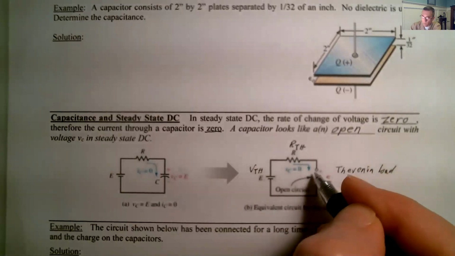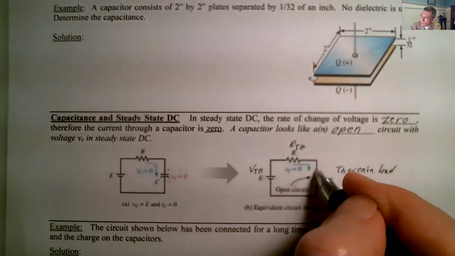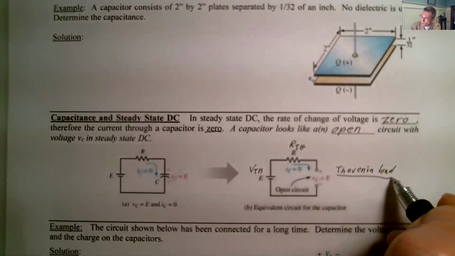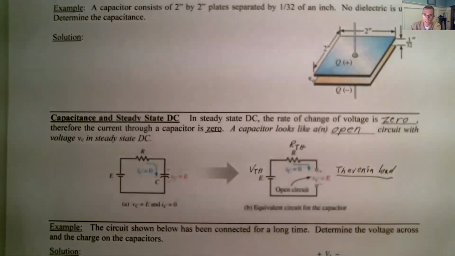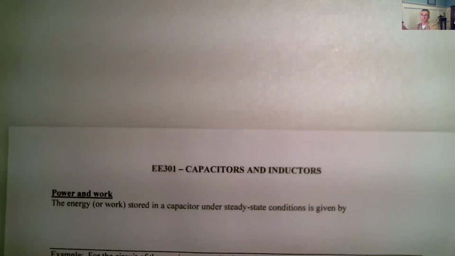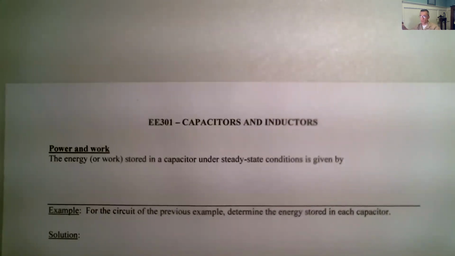Okay, so the capacitor, when we're trying to figure out what's going on with it, we usually treat it as a Thevenin load. We find the VTH and RTH that lead up to it. We'll do that later on when we're trying to figure out things for when things are changing. But for right now, we'll talk about power and work for a capacitor.